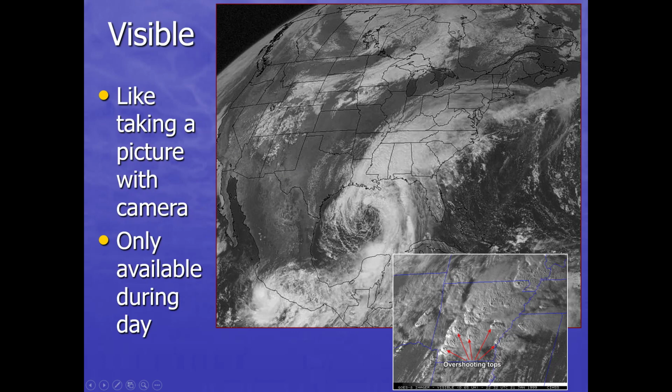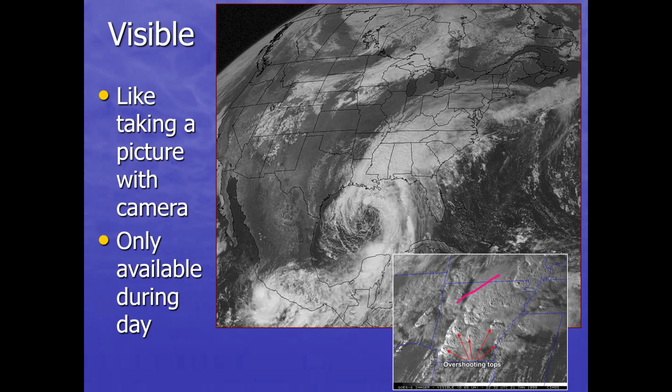Visible, again, only available during the day. You can see on this particular satellite image we have a nice big low pressure system, a counterclockwise swirl over the Gulf of Mexico. You can see all the clouds here across portions of the southeast. We might have some sort of frontal system draped through the upper Midwest. Pretty clear over Kansas, Oklahoma, and Texas. So, this is really a meteorologist's best friend in terms of detecting weather patterns on any given day.